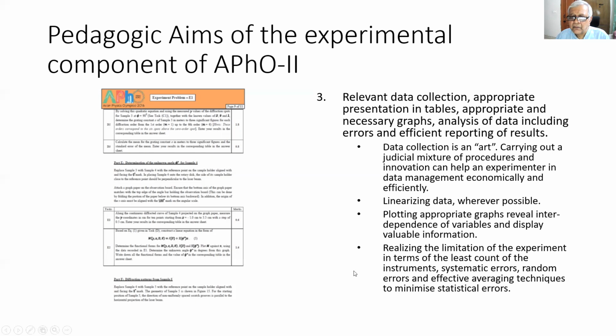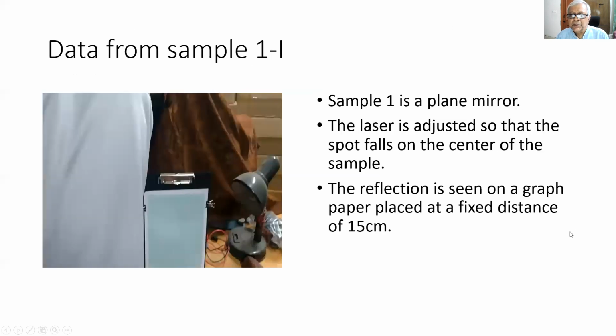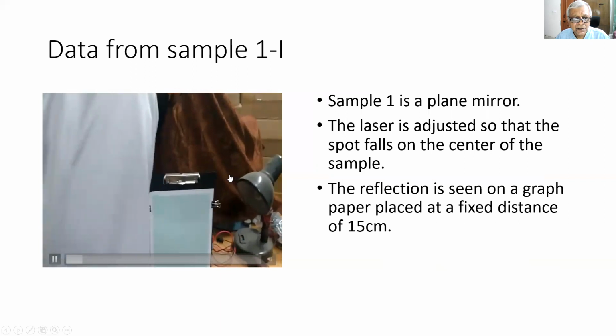Now, we start with the experiment. Sample one is a plane mirror. The laser is adjusted so that the spot falls on the center of the sample. The reflection is seen on a graph paper placed at a fixed distance of 15 centimeters. That is the distance from the center of the sample holder to the graph paper.